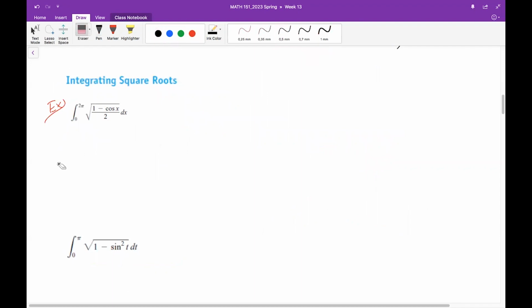I think we will be using sine square x here. So sine square x is 1 minus cosine 2x over 2. Can you compare these two expressions, please? They are almost the same, except this angle, right? So when you have x here, you have 2x here.